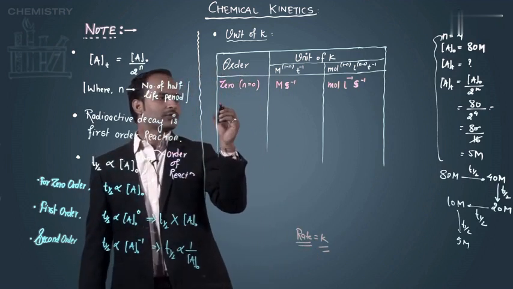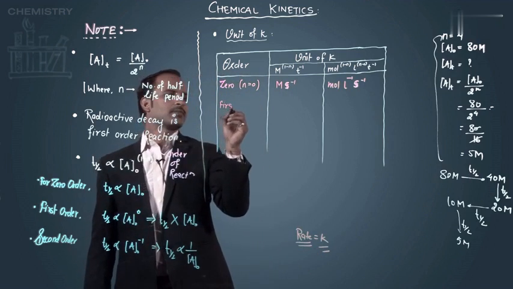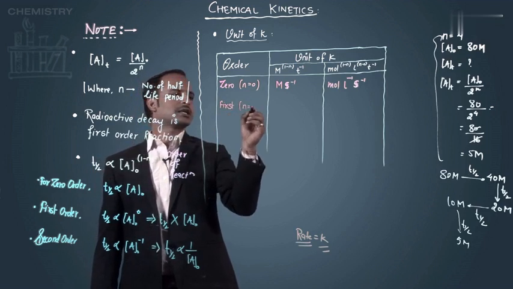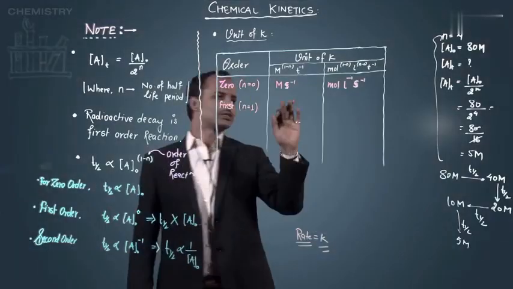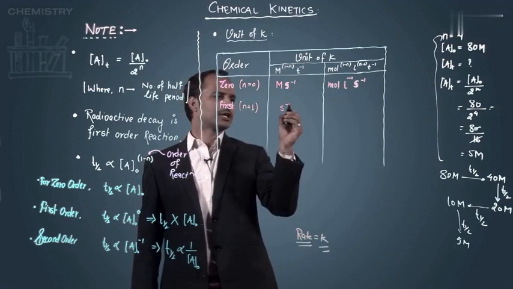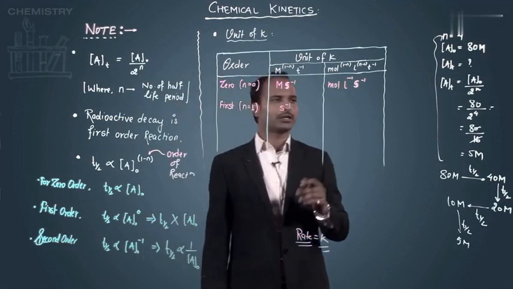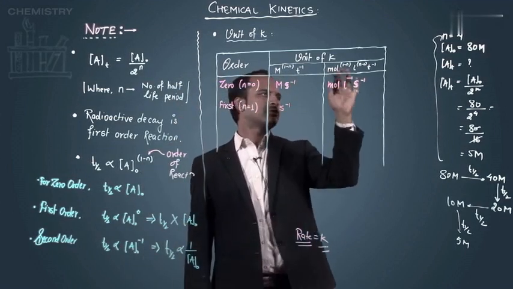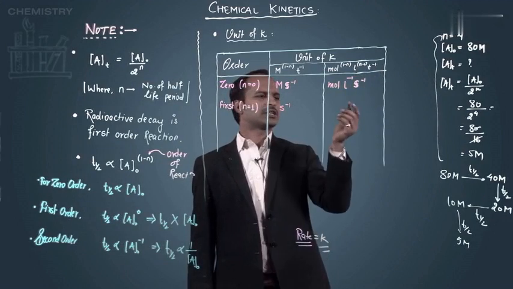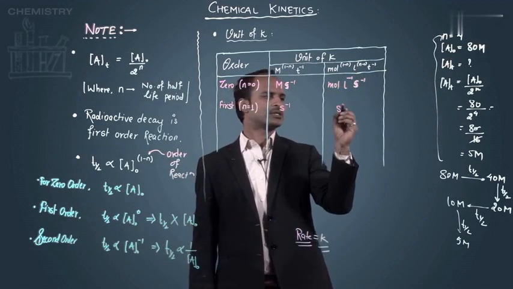If I am considering a first order reaction, where n is equal to 1, there is no M, it is only per second. If it is in minutes, then per minute; hours, then per hour. Same thing here, n minus 1 is again 0, so per second.